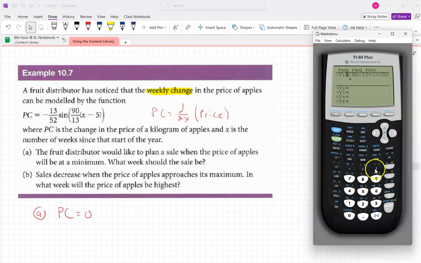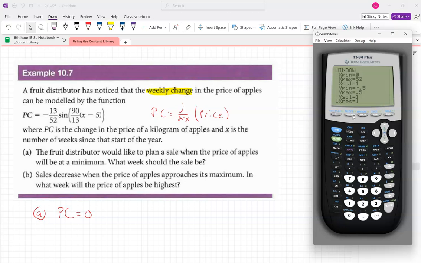As a quick little aside, this has a sine or a cosine in it. What mode should my calculator be in? Radians, not degrees. Those of you going back and forth, this class is always in degrees, and AP Calc is always in radians.